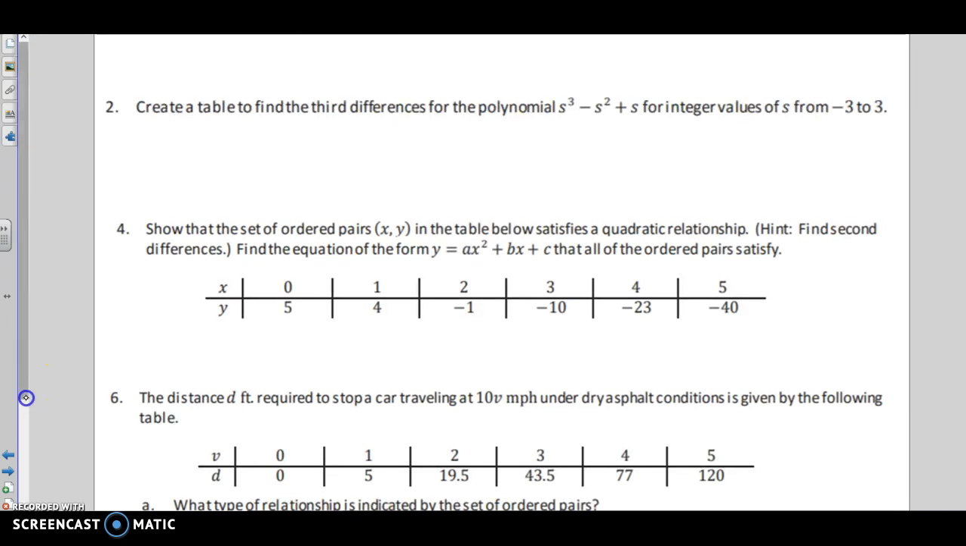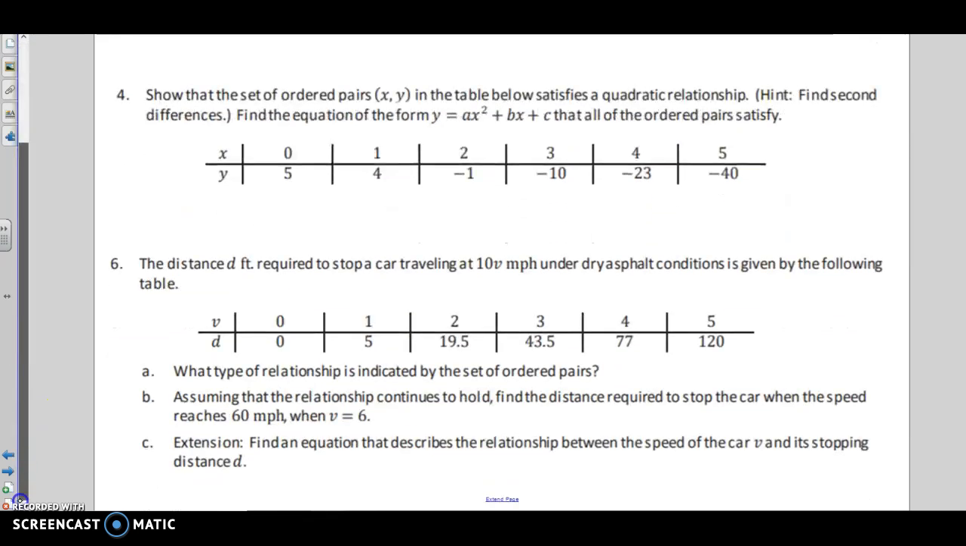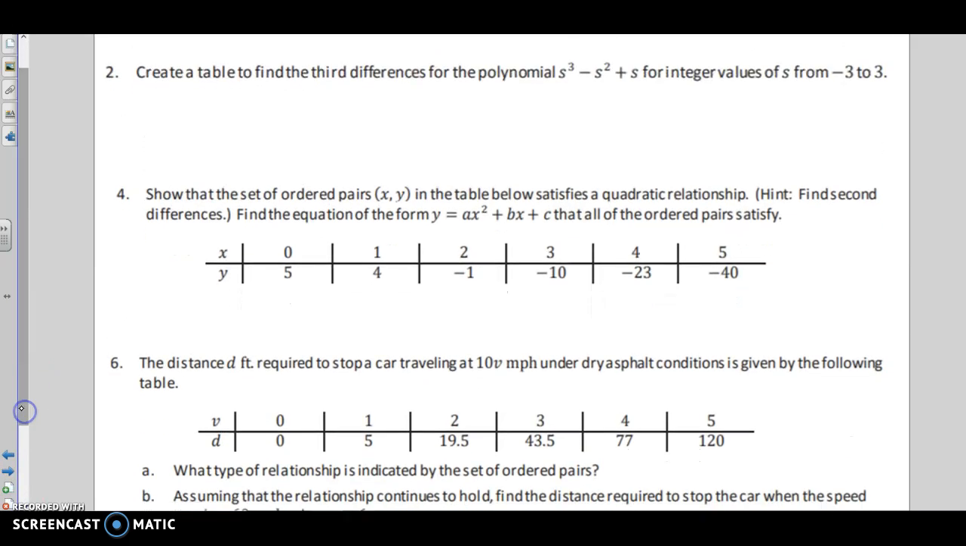The practice for this section is in the problem set, and it's numbers 2, 4, and 6. For number 2, create a table to find the third differences for the given polynomial from -3 to 3. So your x values are going to be -3, -2, -1, 0, 1, 2, and 3, and you're going to have to find the third differences for that.